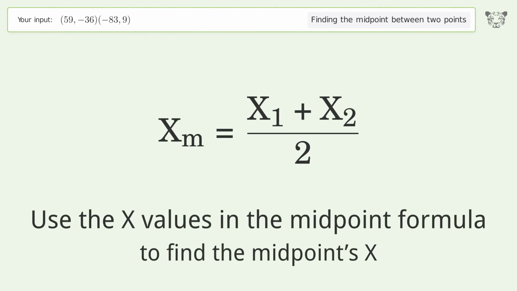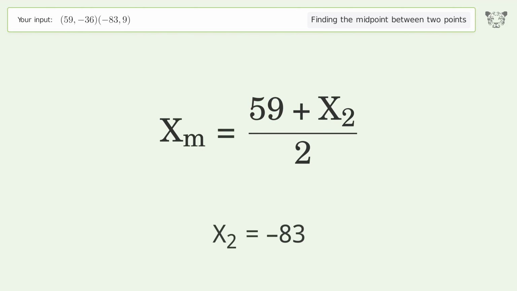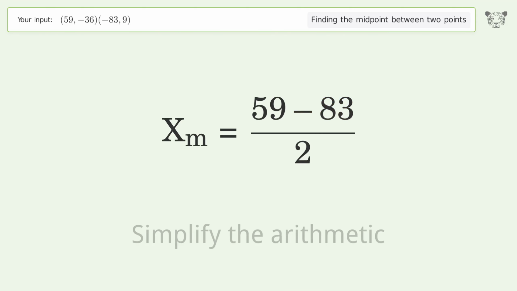Use the x values in the midpoint formula to find the midpoint's x. x1 equals 59. x2 equals -83. Simplify the arithmetic.